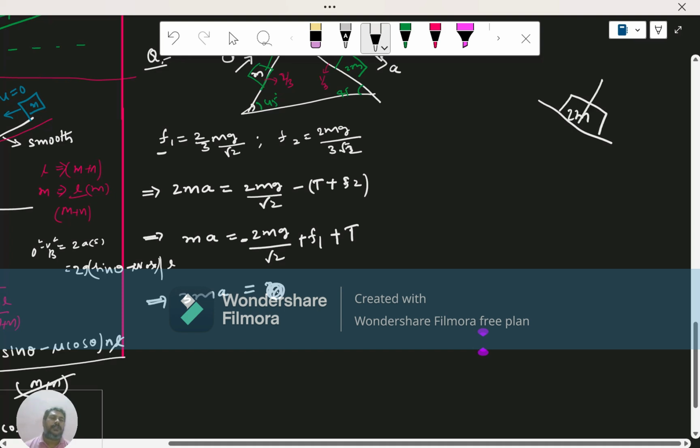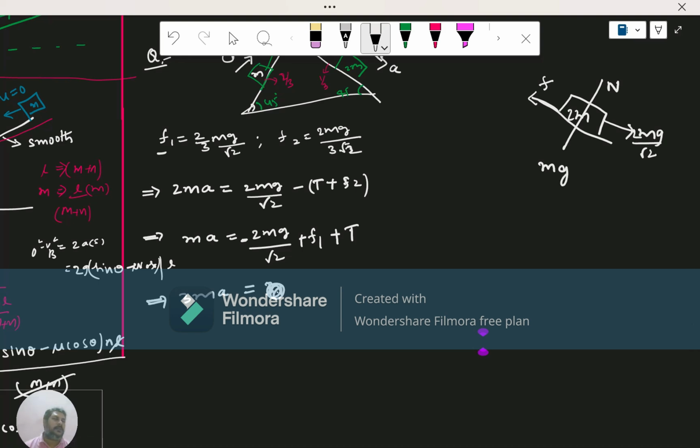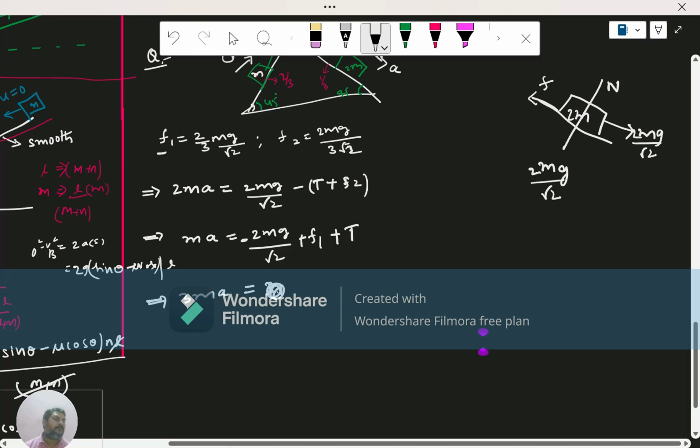Now initially this is the normal force, 2 mg by root 2 downwards. This is the normal force, and here is the friction force. Here normal is equal to mg, since it is not moving. Now not moving, the acceleration is 0, therefore they are not moving. The normal force is also 2 mg by root 2. So the friction between these, how much is coming? Mu is equal to 1 by 3 root 2, and mg sin theta, 2 mg into root 2. Now which is more? 2 mg by root 2 is more, right?